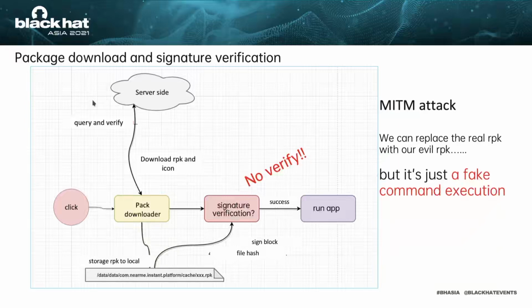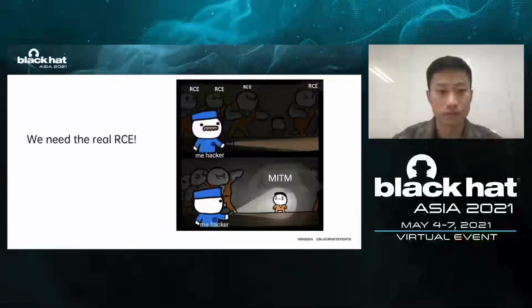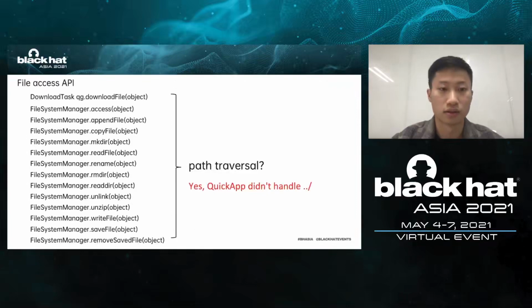But in the download process, it is the HTTP protocol and no verification is processed, so we can make a man-in-the-middle attack. We can replace the real RPK package with our evil RPK package and execute arbitrary commands, but it's just a fake command execution. We need the real RCE. Just one click. Could this come true? Yes. We will show how to achieve this.